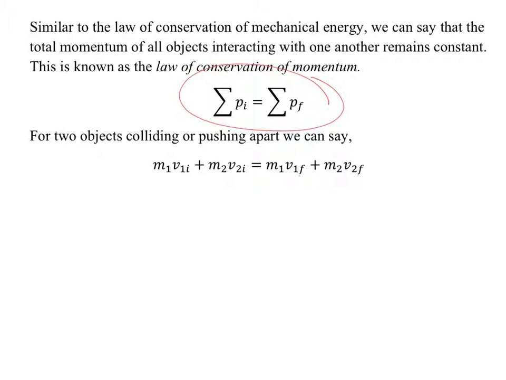Hockey pucks are another example. You take a stick, you shoot a hockey puck. Imagine it hits another hockey puck. They're going to collide, and something's going to happen. They're going to move in different directions. So that's what we're going to talk about here in this lesson.